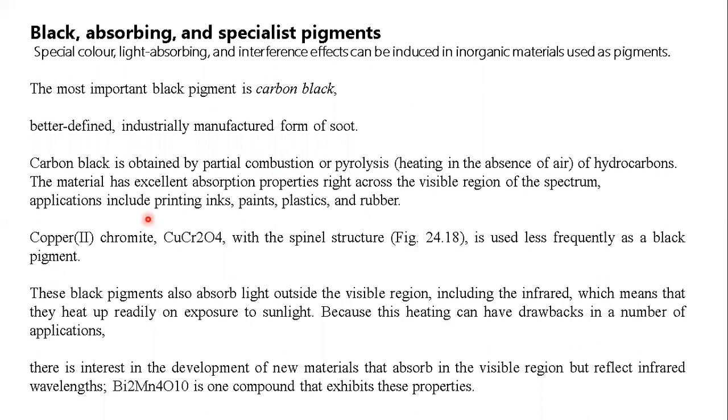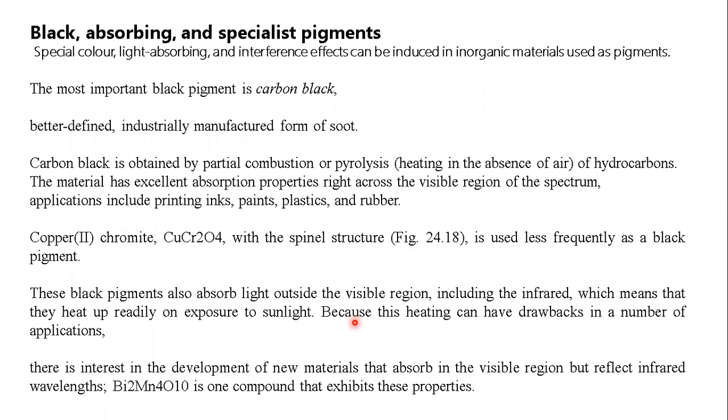Okay, so this also has application in printing inks, paints, plastic, rubber. Means the application is the same. As you need white color, you need black color also, and you also need other colors. So this is copper chromite. Okay, this is also frequently used as a black pigment. This is one example.